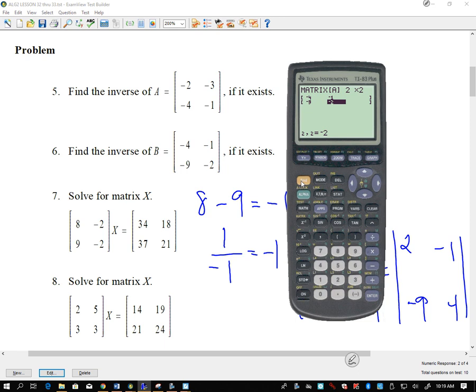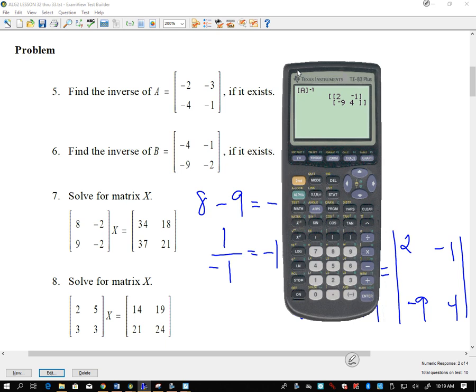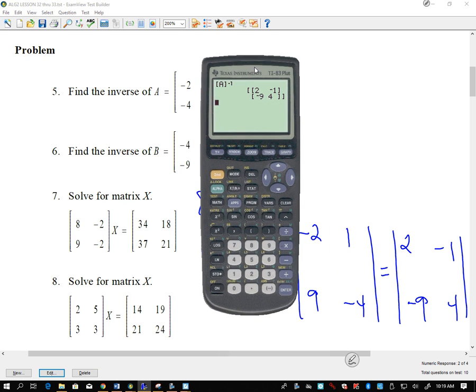Okay, now we're going to get out. We're going to hit second matrix. We're going to go with matrix A, which is what we made, and hit inverse. And let's check. We got 2, -1, -9, and 4. We did it right. Okay, does that make sense? Yes.